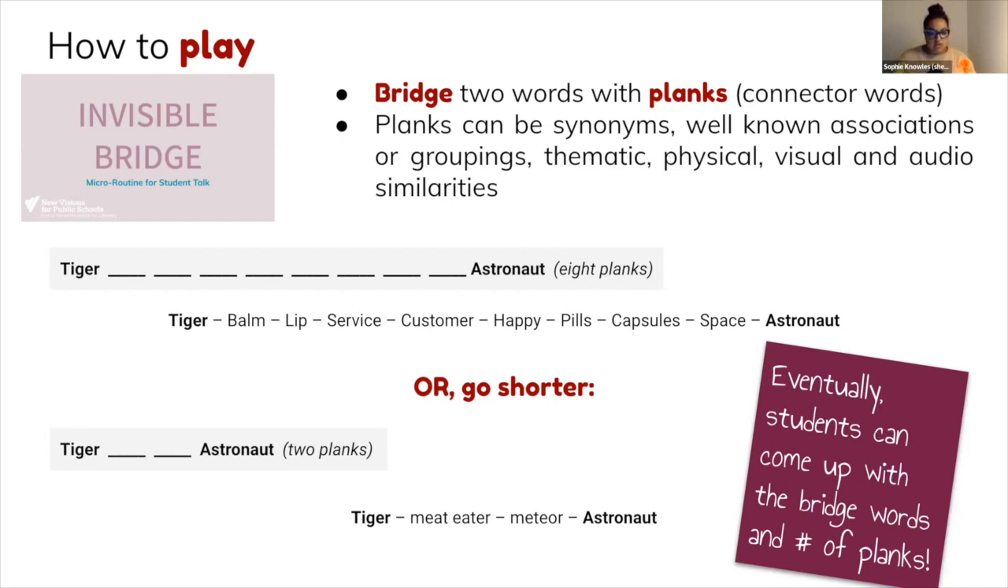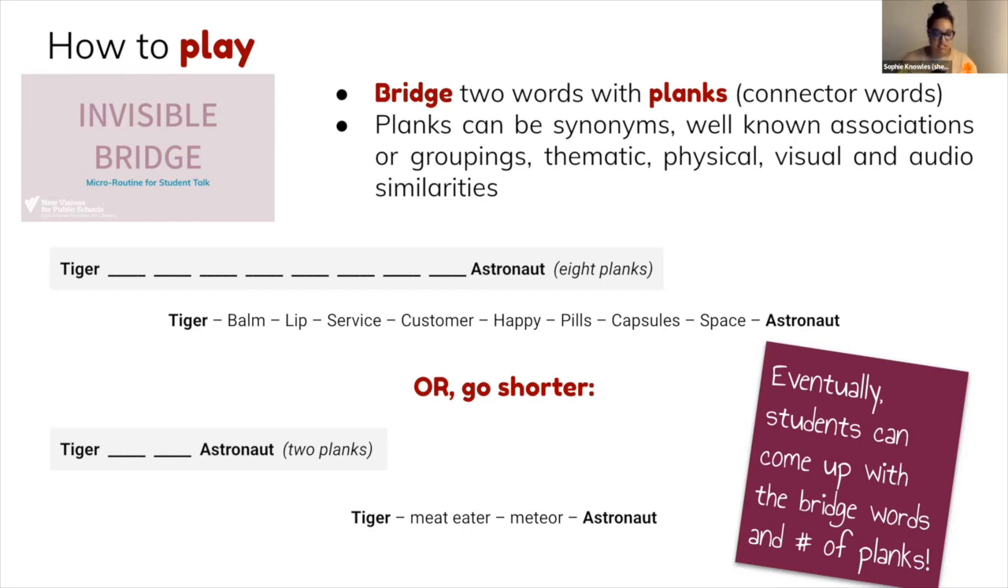So if tiger is the word, you might immediately think bomb, and then lip, then service, then customer, then happy, then pills, capsules, space, and astronaut to get to astronaut.